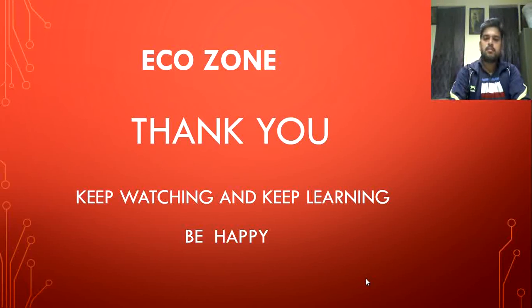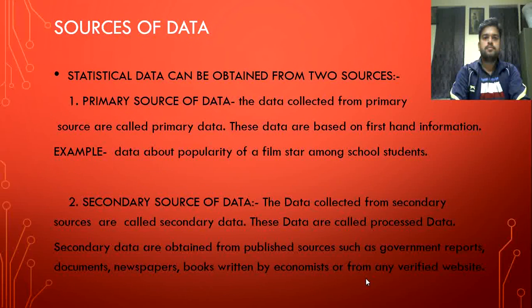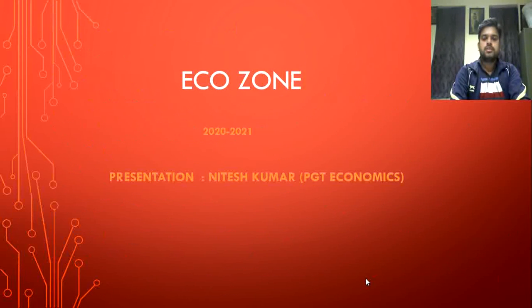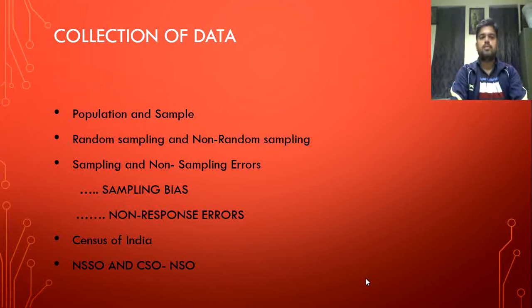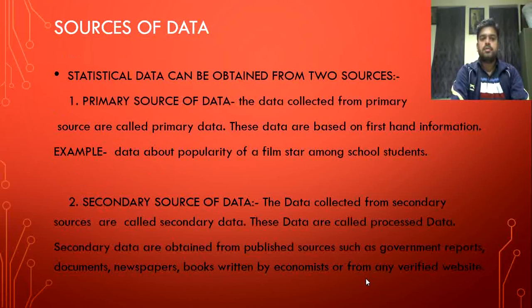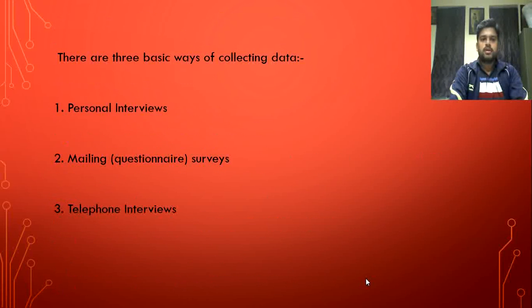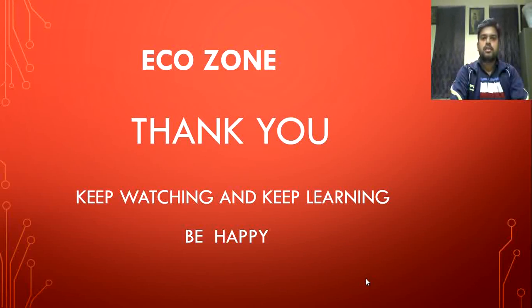In the next part of this chapter you will learn about these things: population and sample, random sampling and non-random sampling, sampling and non-sampling errors, sampling bias, non-response errors, Census of India, and NSSO, CSO and NSO. These topics will be discussed in part B. Right now we discussed many things in this topic, so you can read there.